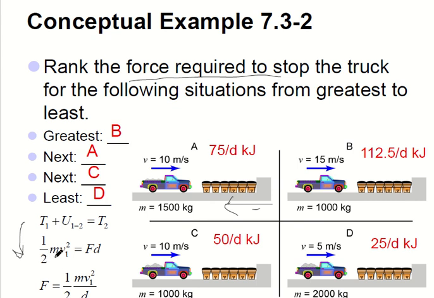So 1/2 m v1 squared divided by D, and then we are going to put in your mass, your initial velocity, indicated by little 1 right here, and then of course the distance is going to be D. Since distance is not given to you in the problem, we're just going to use D. So the answer will come out in terms of D. So put the mass in here, put the velocity in here, and calculate. So we get 75, 112.5, 50, and 25. And then we're going to rank it. So that's the highest, followed by this, and followed by that, and that's the least.